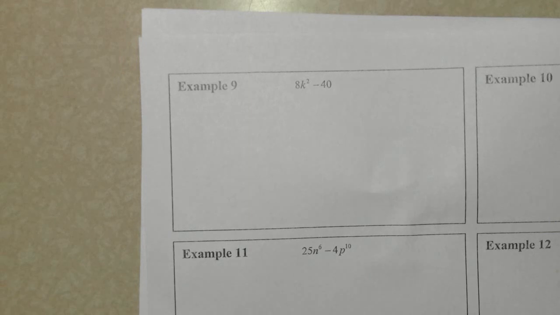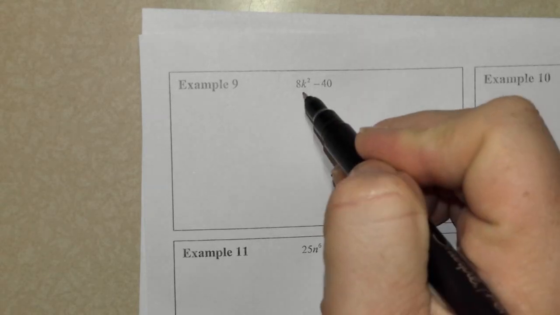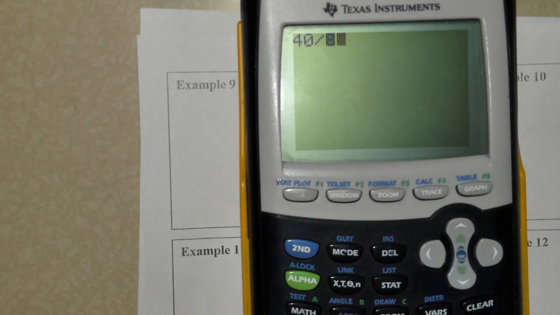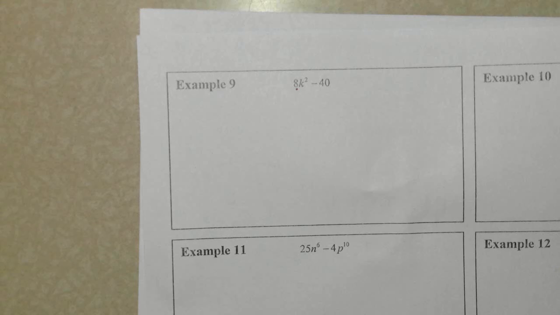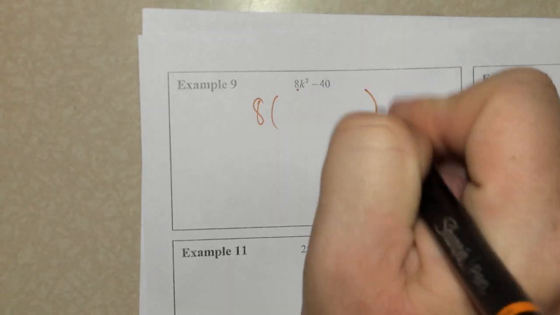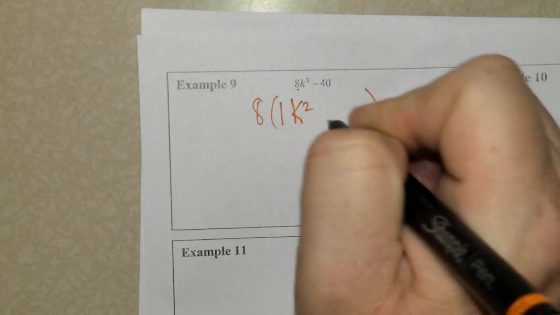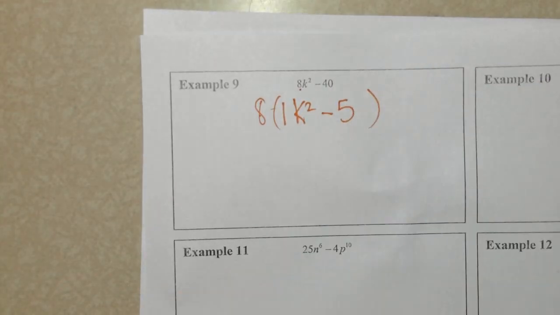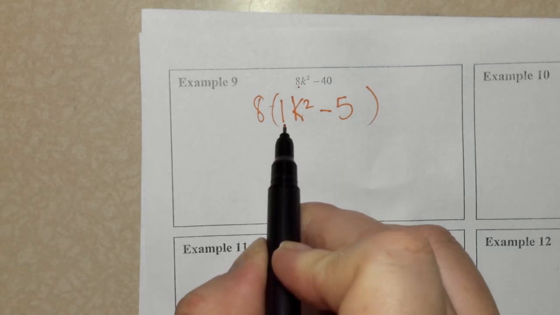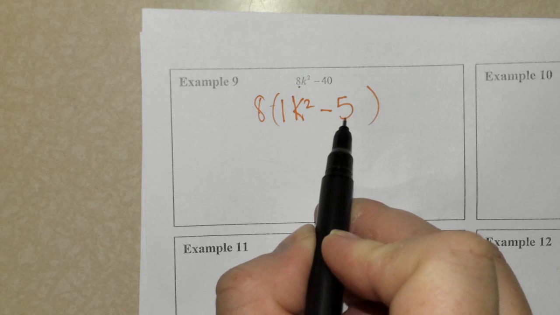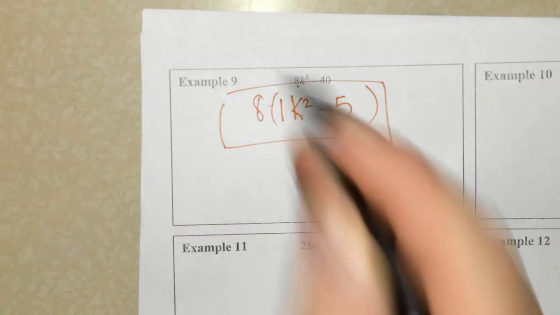Example number 9. Is 8 on the highlighted list? Is it a perfect square? Yes or no? Okay, what's the largest factor of 8? 8. Can 8 nicely divide into 40? The answer is yeah. So let's factor out an 8. 8 times 1 is 8. Bring down the k squared and the subtraction sign. 8 times 5 is 40. Is 1 a perfect square? Is it highlighted? Yes. Is 5 a perfect square? Is it highlighted? Can't go any further? Box it in.